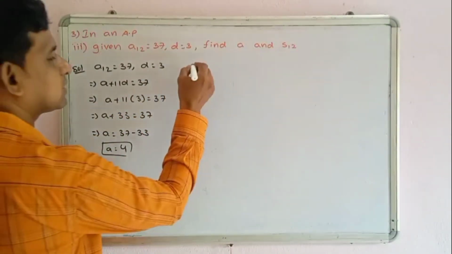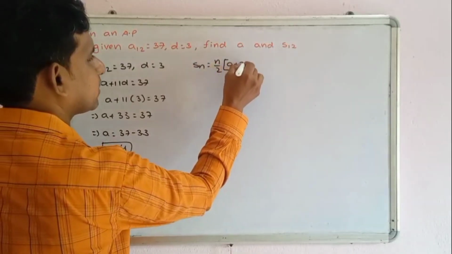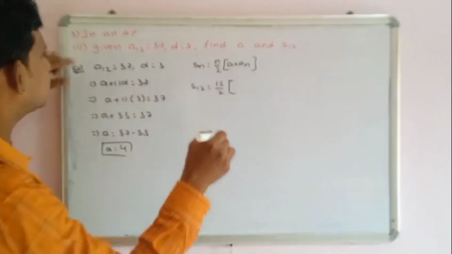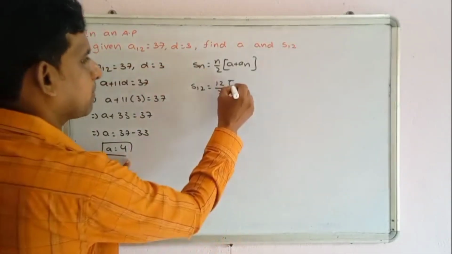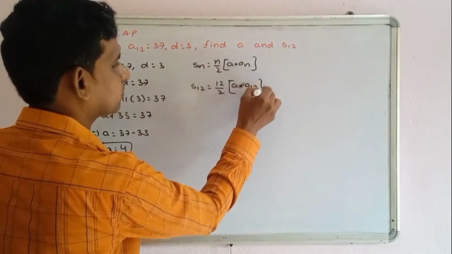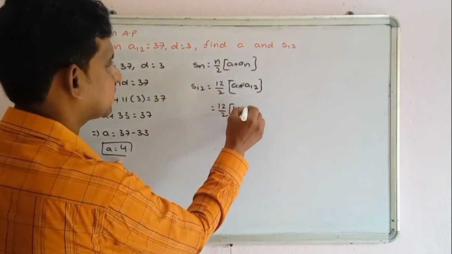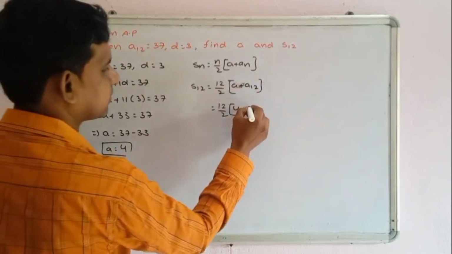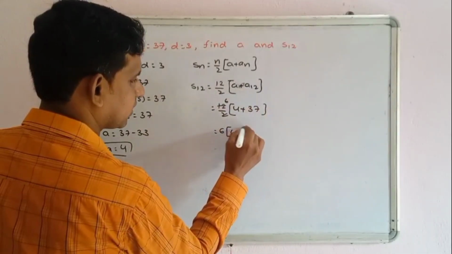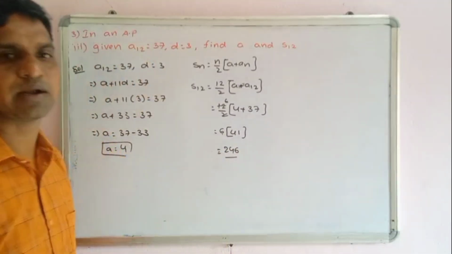Now we will find the value of S12. What is the Sn formula? n by 2 into A plus An. So now I want S12. S12 equals 12 by 2 into A value 4 plus A12 value 37. So 2 6 times. 6 times 4 plus 37 is 41. So 6 1 is 6, 6 4 is 24. So the final answer is 246.